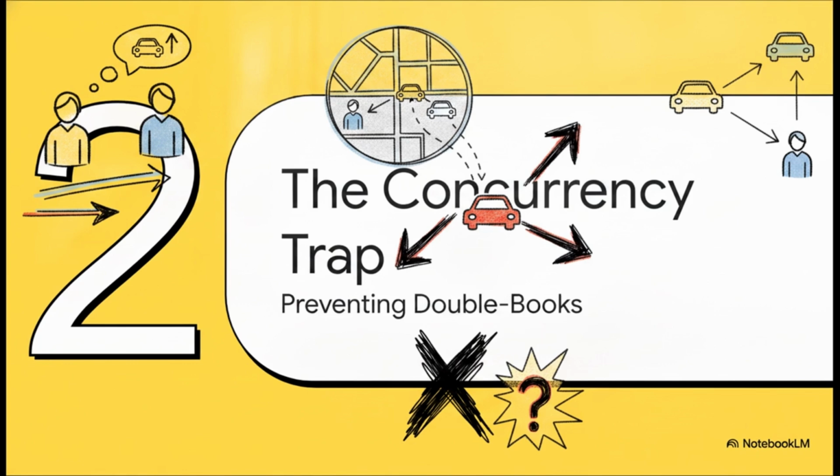So what happens when 2 riders standing on the exact same city block request a ride at the exact same millisecond? Well, if you're not careful, the system could easily promise the exact same nearby driver to both of those riders. Welcome to the concurrency trap.